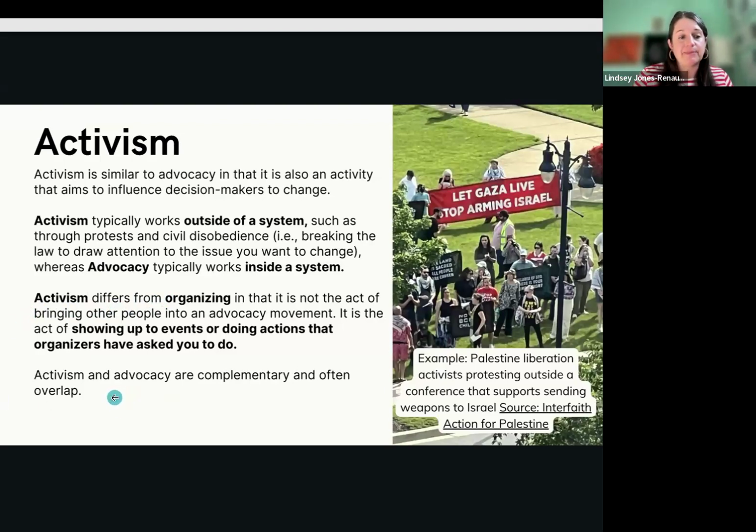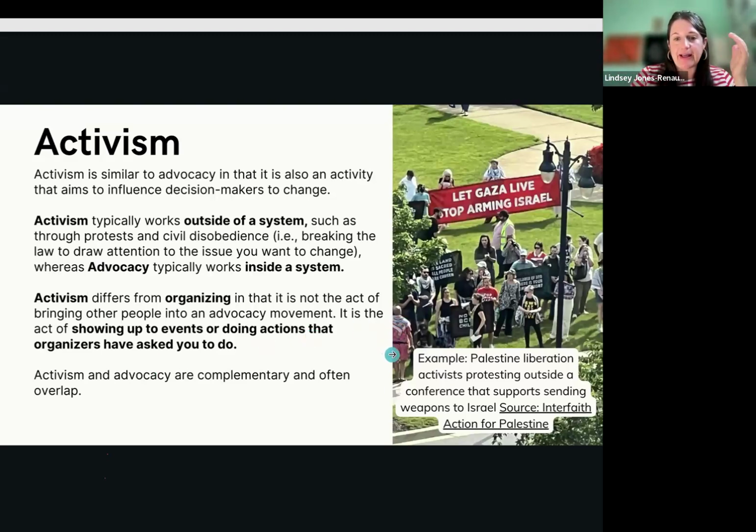Activism and advocacy are complementary to each other. You often need both approaches. Sometimes this is called the inside versus outside. So advocacy from the inside, if you have contacts or networks with decision makers, you're advocating on the inside. Activism is from the outside. It's people who maybe don't have that access, but are pushing from the outside. So here's an example of activism.